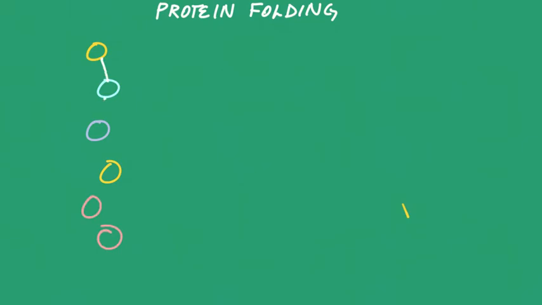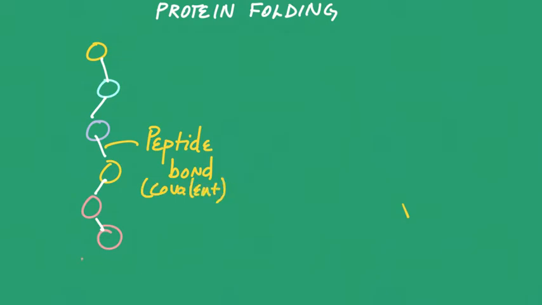Based on how a protein is folded, it exists in 4 different forms: primary, secondary, tertiary, and quaternary. In a primary structure, the amino acids are held together by peptide bonds, which are basically covalent bonds. Usually when a protein is just made, it exists in the primary form.